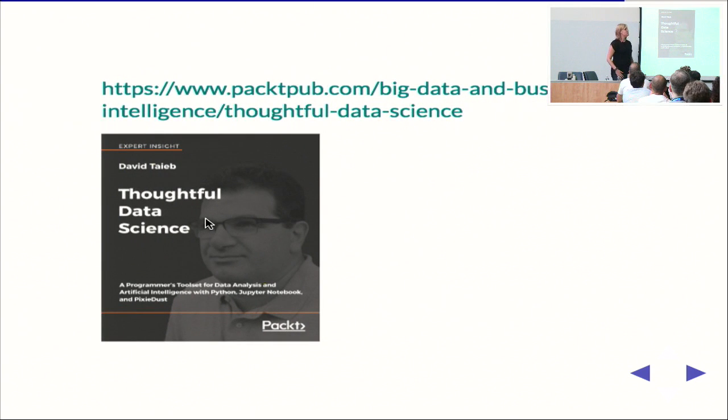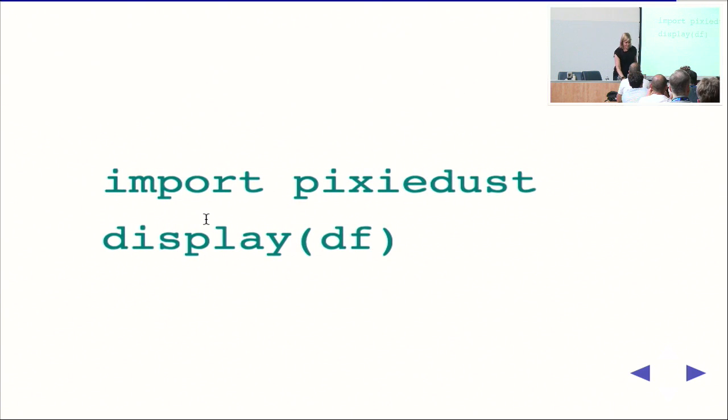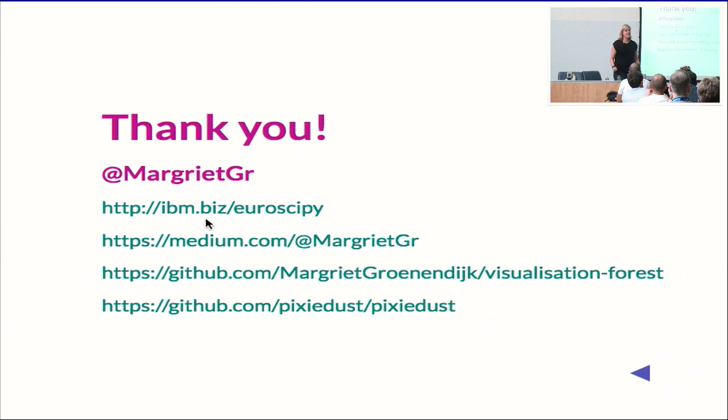And the other thing I want to mention, there's a book out. I have reviewed it, and David, who worked on it mainly, went through how to exactly build all the Pixie apps and make it interactive and set up on a Kubernetes cluster. And that's pretty much it. And this is what I want you to remember. Import Pixie Dust and then display. And I think the best way is just get your own data and play around with it. Thank you. And check out this link.